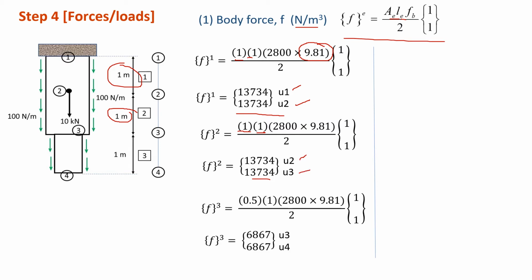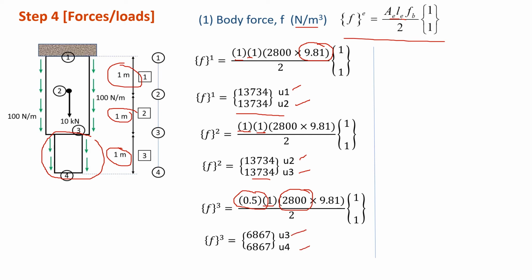And for element 3, now we're talking about this bar, so A is now 0.5. L is still the same, 1 meter. And density is still the same as both bars are made from aluminium. Then we obtain the body force for element 3 here. Element 3 is between U3 and U4.